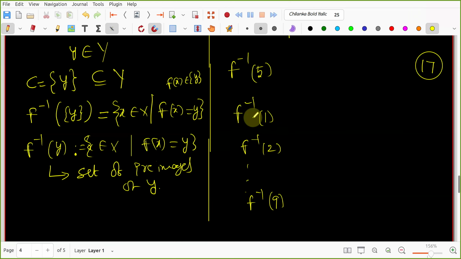Set of pre-images. It is a set, right? Yeah, it is a set. So it is a set and it is a subset of which set? Subset of G3. G3. Okay.